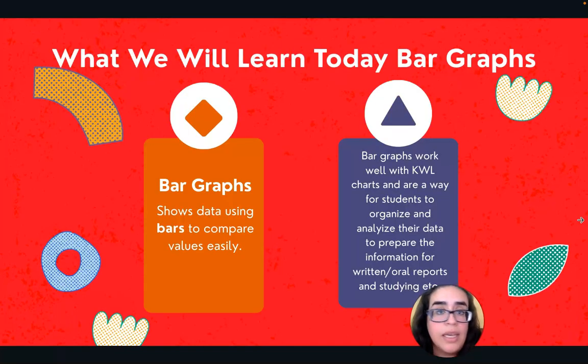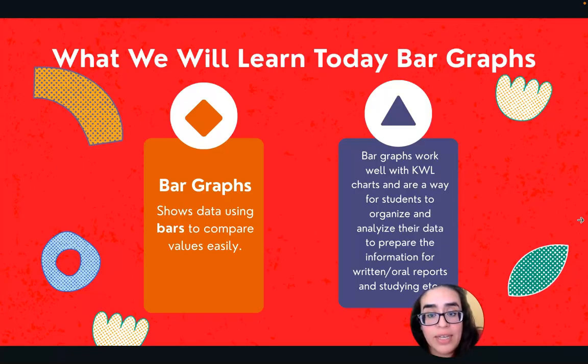What we will learn today, bar graphs. All right, so bar graphs. They're a way for us to show data using bars to compare values easily. So values just means like how many different people liked a certain category, okay?